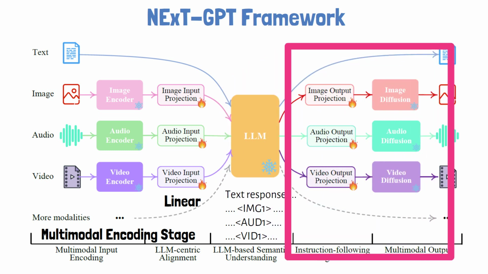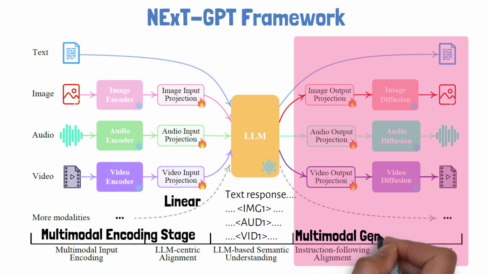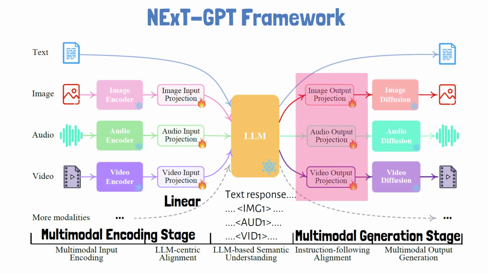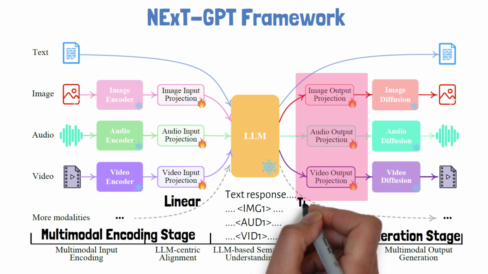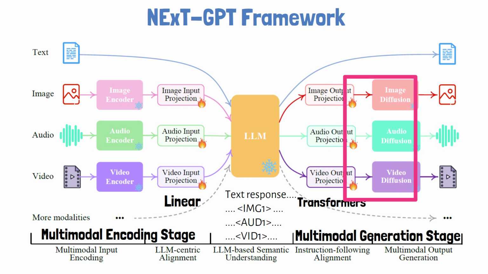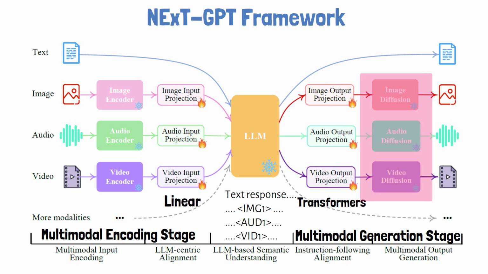The third tier is the multimodal generation stage, which is in charge of generating the final output for all modalities, based on the LLM response. This stage has two steps. The first step is instruction-following alignment, where the output from the LLM that is relevant for the non-text modalities is passed via small transformer-based models that are called output projection models that convert the LLM outputs into representations that can be processed by the modality decoders. The second step is multimodal output generation, where we generate the output for each modality from its specific diffusion decoder.